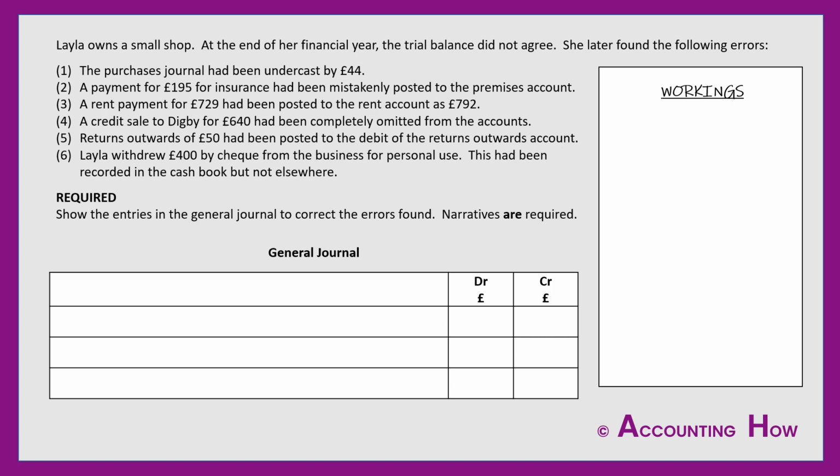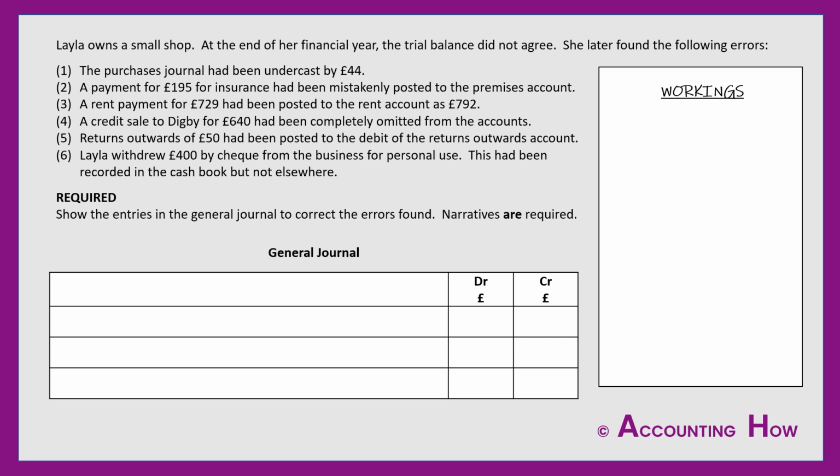The question is asking us to show the entries in the General Journal to correct the errors found. Narratives are required. You'll see I've drawn out my General Journal, and I've got a space over on the right that I'm going to use for my workings. I'm going to be showing one error at a time, but in reality, on your piece of paper, you can just have one long General Journal because it's all related to the same business. You can just record them all in the one. I'm just doing one at a time so that it can fit on the screen.